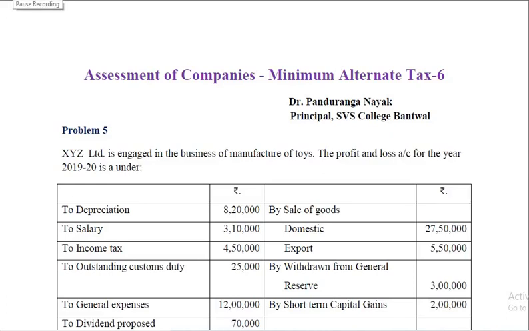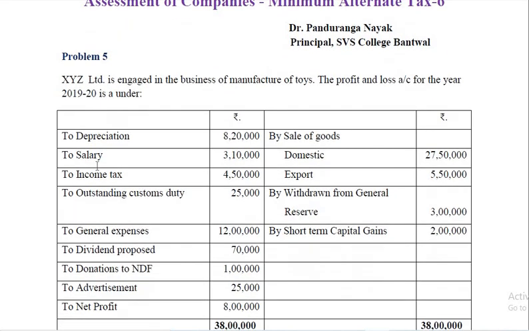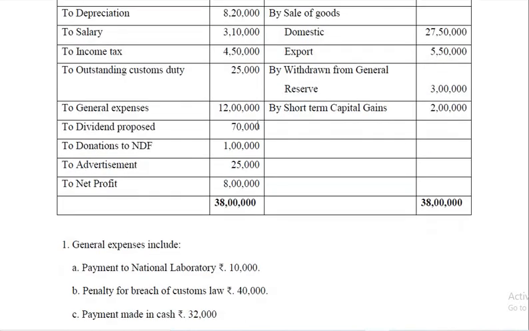Dear students, we'll solve one more problem on the assessment of companies applying math. This is video number 6. XYZ Limited is engaged in the business of manufacture of toys. Profit and loss account is given for the year 2019-20. This is the previous year, and the assessment year is 2020-21.